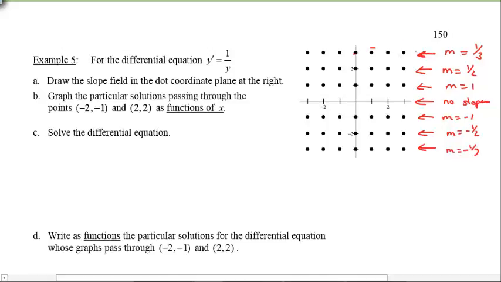So 1/3. Let's do 1 first. 45 degrees, 45 degrees, and so on across the row. Half would be a little bit flatter. Flatter, flatter, flatter across the row. 1/3 is even more flat, even more flat across the row. And I hope you can do the ones underneath.